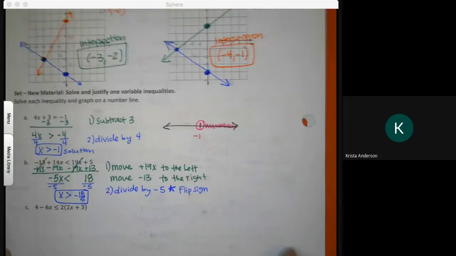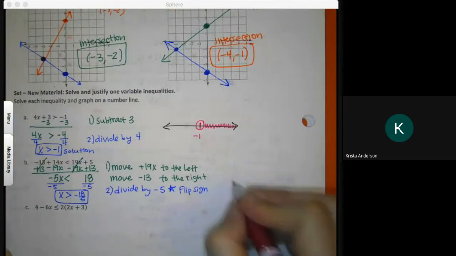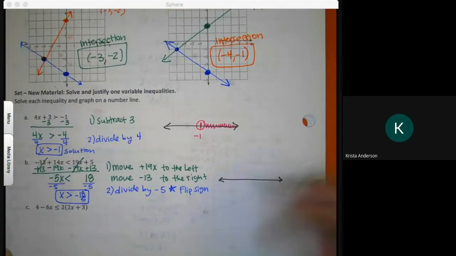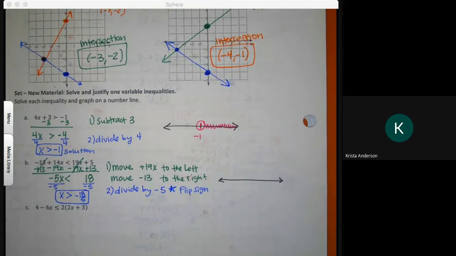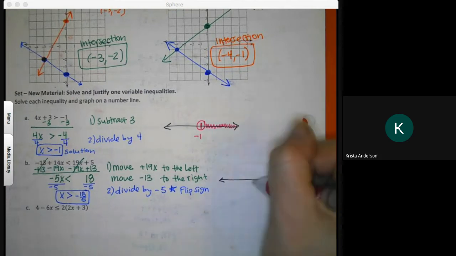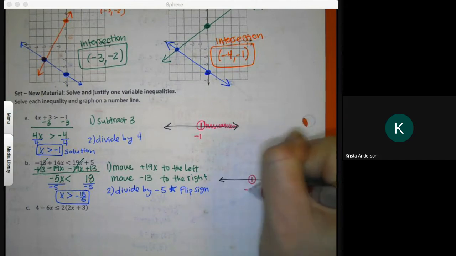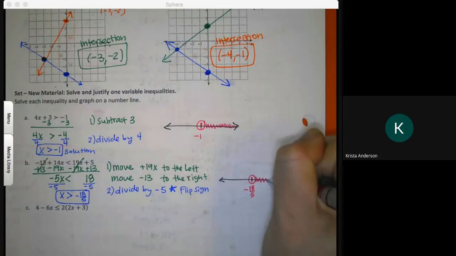If you graph it, don't make it harder than you need to on your homework. It will be whole numbers. But I would just put an open dot at -18 over 5 and shade the right.